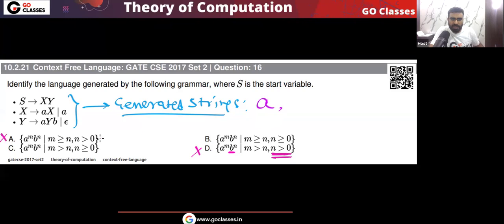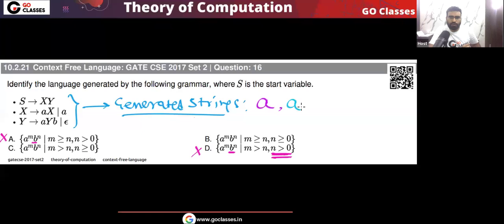Okay, because in the option a we have n greater than 0. In the option D also we have n greater than 0. So you can see that options A and D are gone because of this single string A. Okay, tell me which other string you can generate. From X I can generate A.